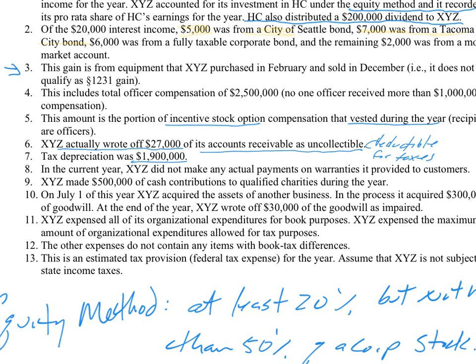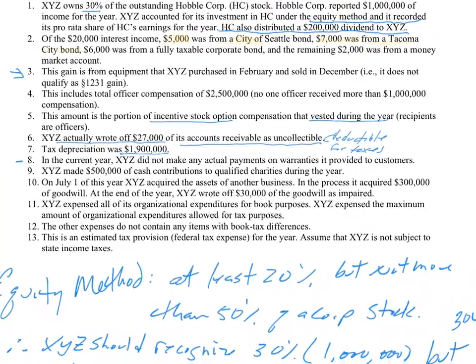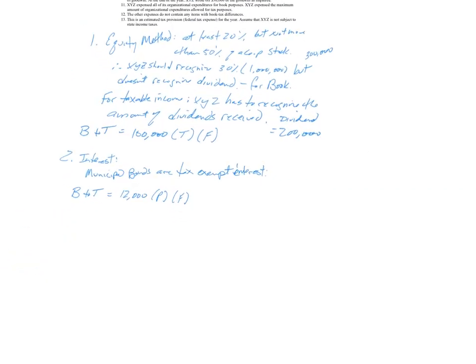That's it. Out with the warranty expense. So let's take a look. So here's warranties, number 8. In the current year, XYZ did not make any actual payments on warranties it provided to customers. So what does that tell us? If there are no actual payments attached to that, and we know that goodwill is a source of some differences from a tax perspective. So let's look at note number 10 related to goodwill. All right, so on July 1st of this year, they acquired the assets of another business, and in the process, it acquired $300,000 of goodwill. At the end of the year, they wrote off $30,000 of goodwill as impaired. Okay, so let's come down here a little further.